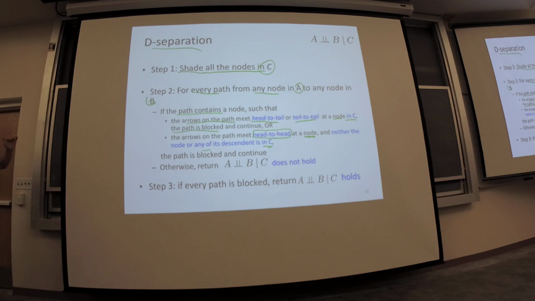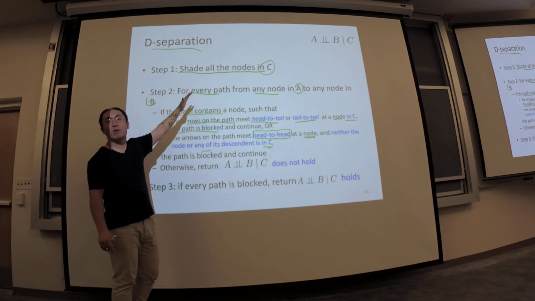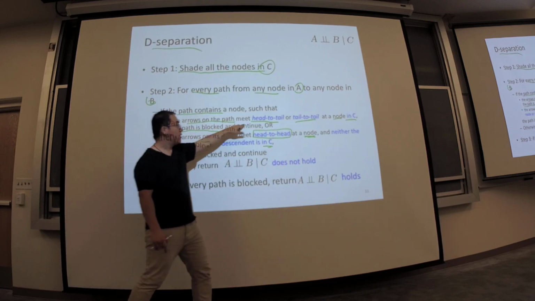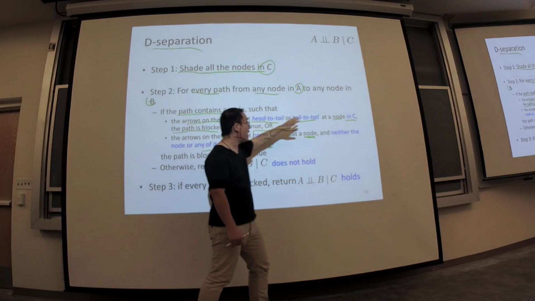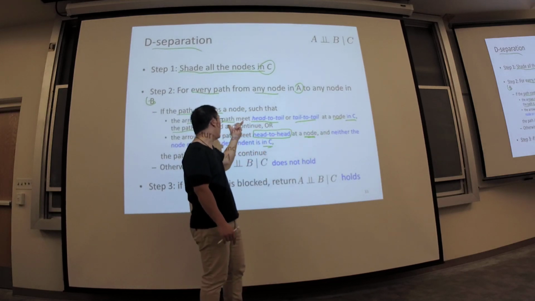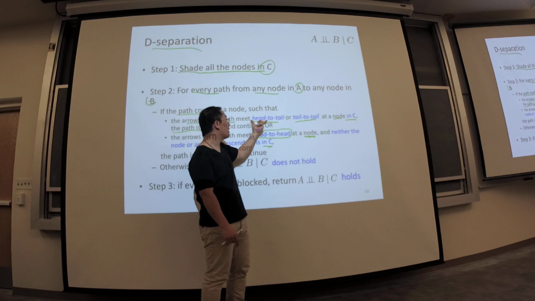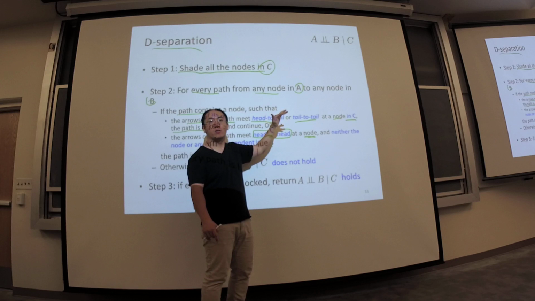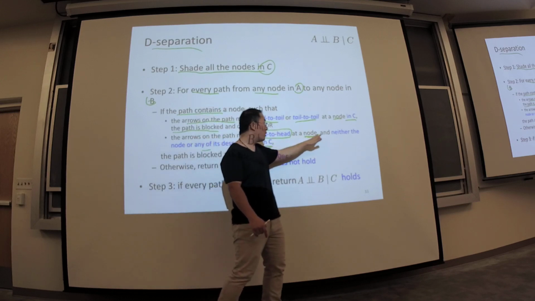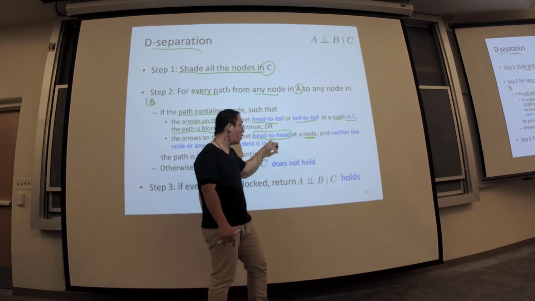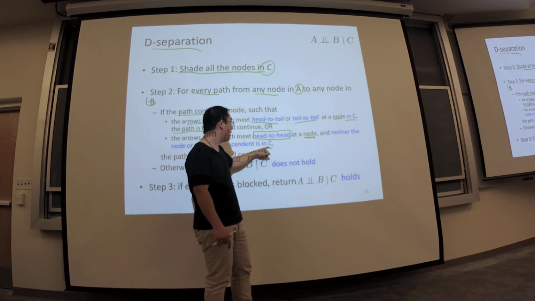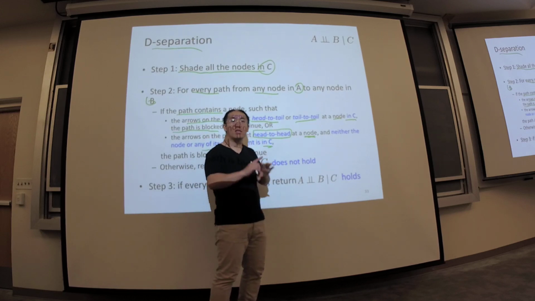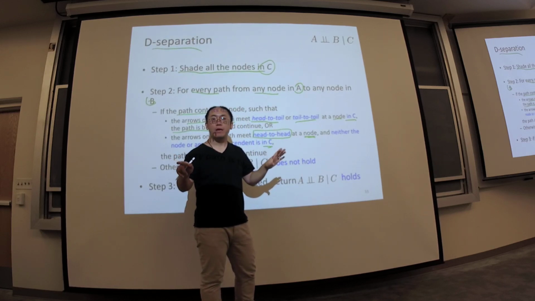So if I look into every path, any path, if you find a node such that the node is inside C, and the path meets at this node head to tail or tail to tail, then this path is blocked. You move to the next path. Or you meet a node which does not appear in C, and none of its descendants appear in C, and the edges meet head to head, then this path is blocked. And we move to the next path.